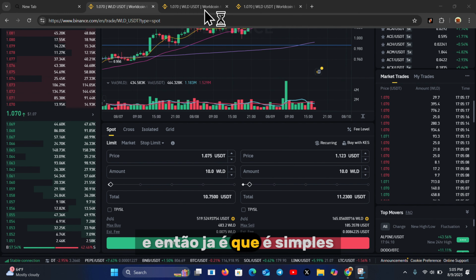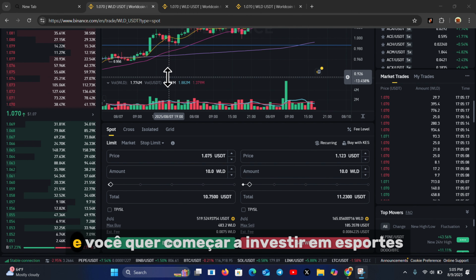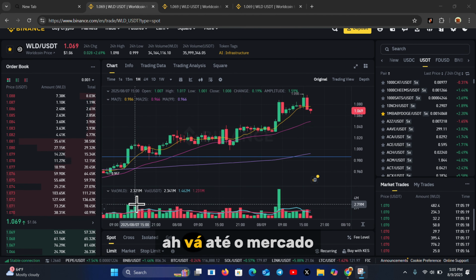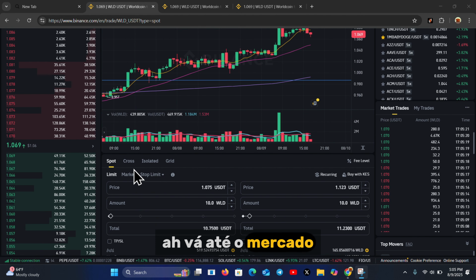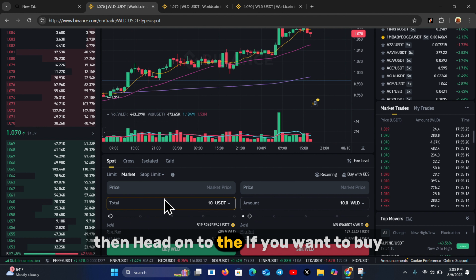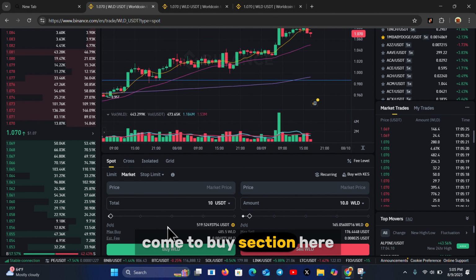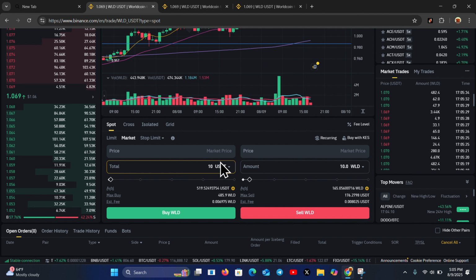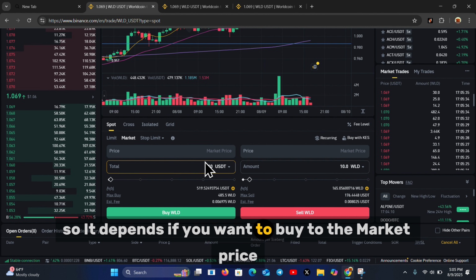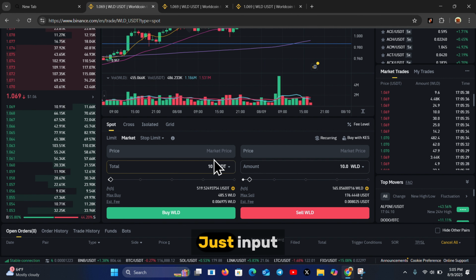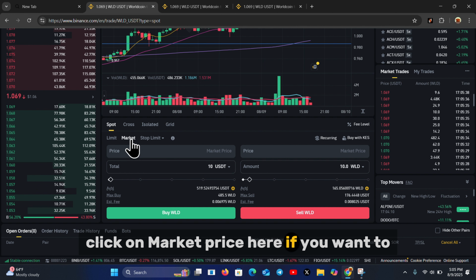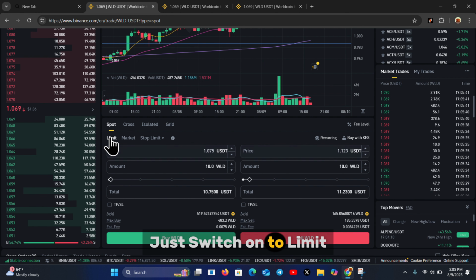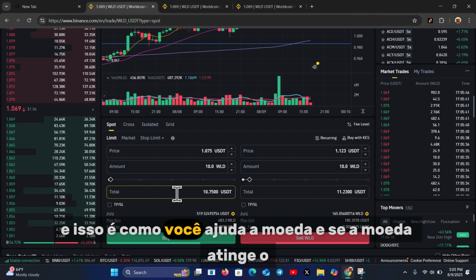And so yeah, it's that simple. If you have some funds and you want to begin spot trading, just head on to the spot section, head on to the market, then if you want to buy, come to the buy section here. If you want to buy the coin, then input the amount. It depends. If you want to buy at the market price, just click on market price here. If you want to buy it at a certain limit that you know, just switch to limit. And that's how you hop into the coin.